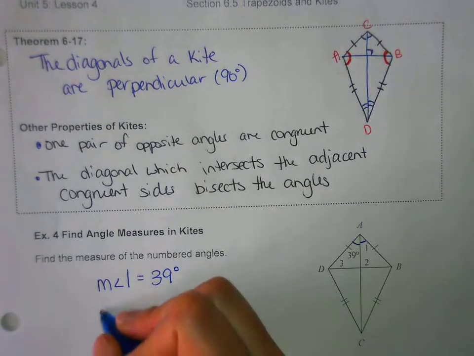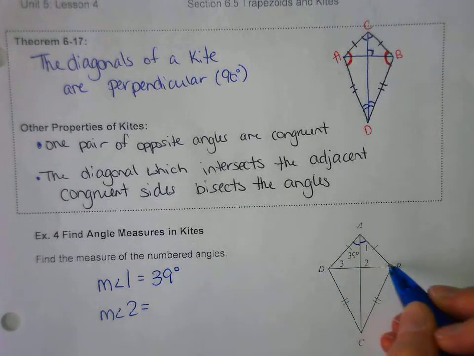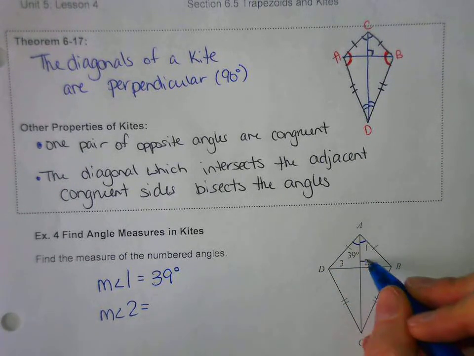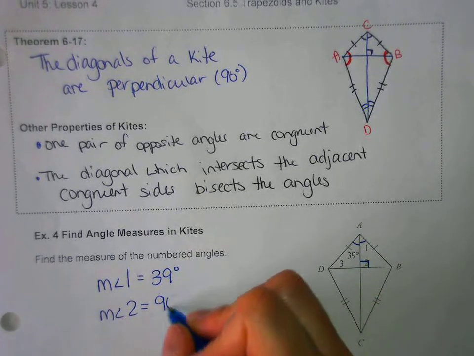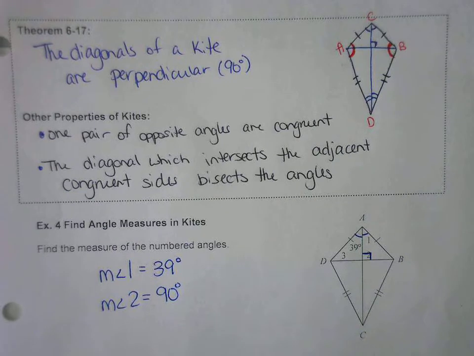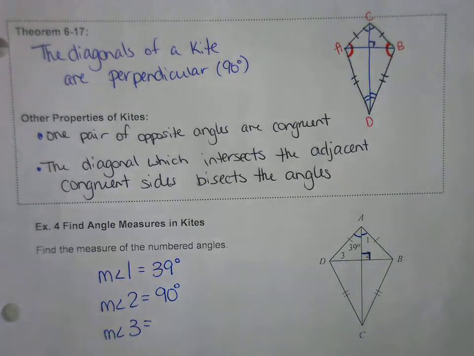So then the measure of angle 2. Our two diagonals are intersecting, and they intersect at a perpendicular. So that means angle 2 is 90 degrees. Then lastly, the measure of angle 3 is something we have to identify.